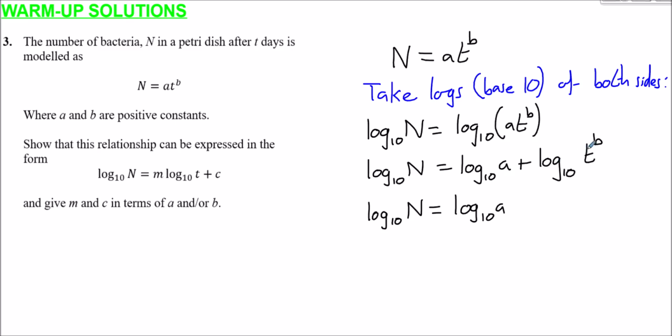So when we're taking logs of something to a power, the power comes down to the front and multiplies the log. So this b comes to the front before the log. So we have plus b lots of log₁₀ of t. Finally, this can be slightly reordered, like so.